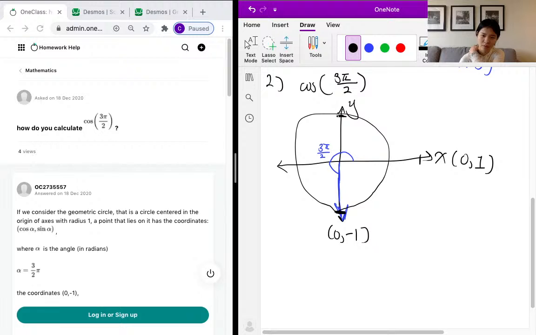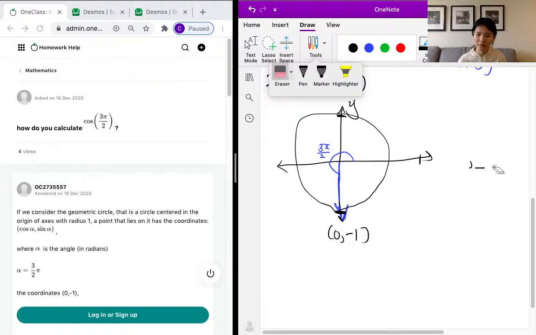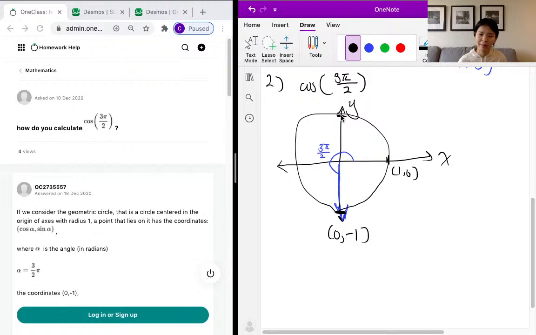This is, I'm sorry, this is 1, 0, where x is 1 and y is 0. So this is x, and this is 1, 0. Over here, it is 0, 1. Over here, it is -1, 0.